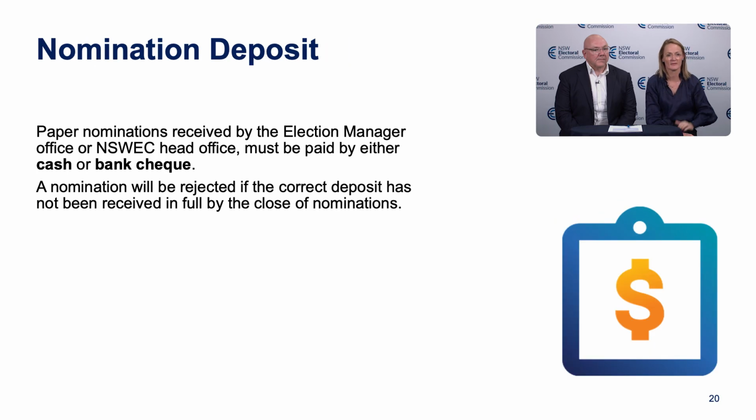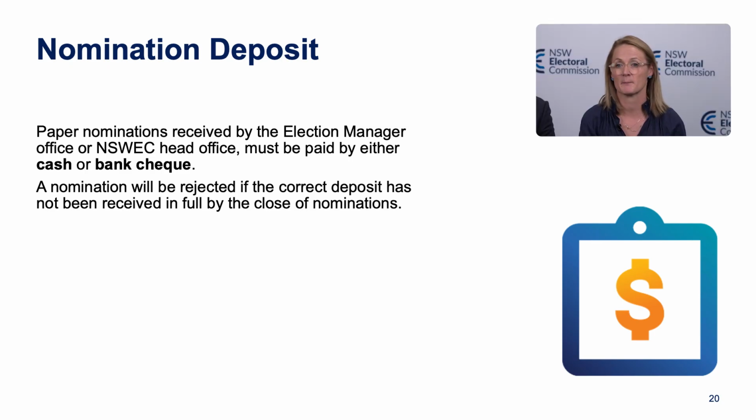The nomination deposit is required to be lodged with the election manager or the New South Wales Electoral Commission prior to the close of nominations. The nomination deposit is $250 for the Legislative Assembly. The nomination deposit may be made by cash, bank cheque, credit union or building society cheque made out to the New South Wales Electoral Commission. No electronic payments will be received for the state by-election.